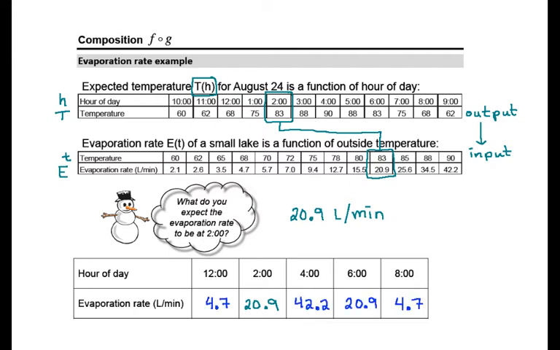Okay, so following the exact same process that we followed for 2 o'clock, we get these evaporation rates for our function, right? At 12 o'clock, 68 degrees, and at 68 degrees we get 4.7, so therefore at 12 o'clock we put 4.7. We would follow this process for all of the times given. This is now a numerically defined function that is a composition of the two functions that went into it.